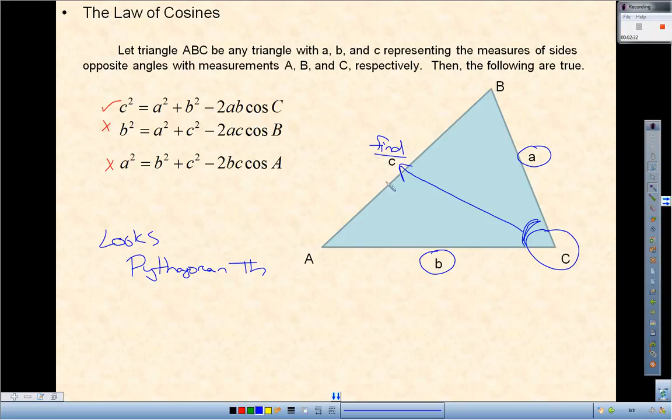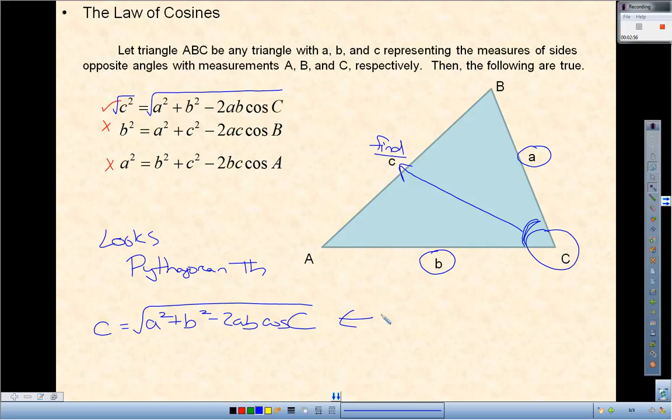One thing I do want you to notice is that if you want to find side c, in order to solve for c, you'd actually have to take the square root of both sides, and that would give you the real formula. C is equal to the square root of a squared plus b squared minus 2ab cosine of C. And this is really the most used law of cosines formula. So that's the one I'm going to be referencing as we do some problems.